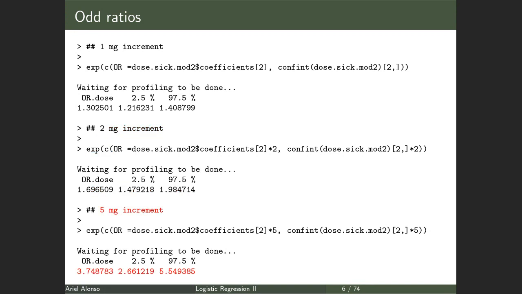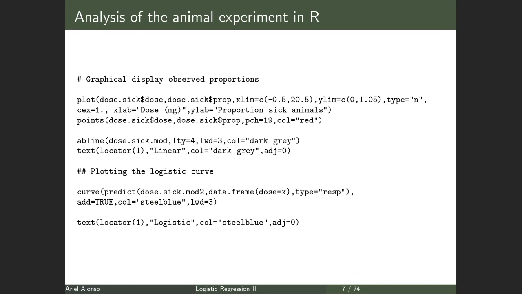And if you increase the dose by 5 milligrams, then you see that the odds explode. The odds of getting sick are almost 4 times higher for somebody that has a dose that is 5 milligrams higher than someone that doesn't. And actually, the confidence interval tells you that an increase of 5 milligrams in dose is associated with odds between almost 3 and let's say 6 times higher. So there is a very strong dose effect with this substance. When you make an increase, you are really seriously increasing the odds of getting sick.